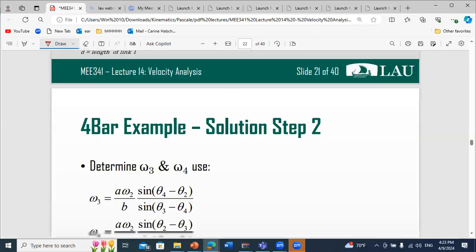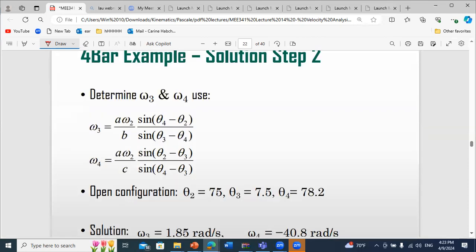Okay. Now, second step, knowing now theta 3, theta 4, we can substitute into the expression of omega 3 and omega 4. So we can find angular velocities, omega 3 for the coupler and omega 4 for the output link. Now, keep in mind that you got two possible solutions. So you need to solve for the open configuration, what will be omega 3 and omega 4, and for the crossed configuration, what will be omega 3 and omega 4. So we'll get other values.